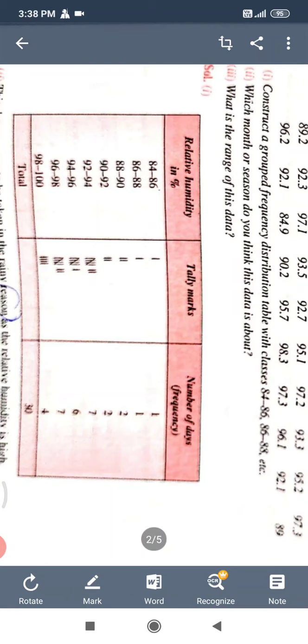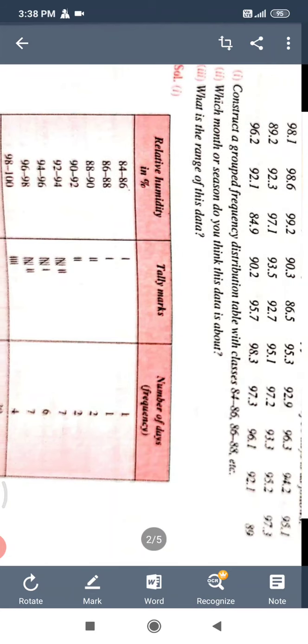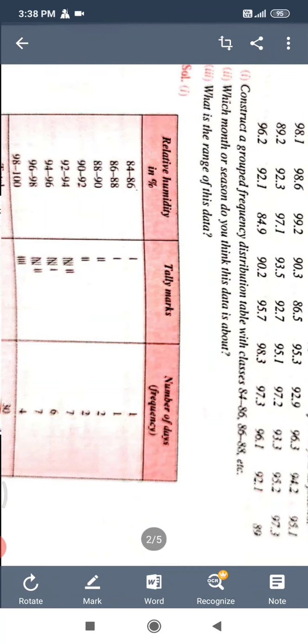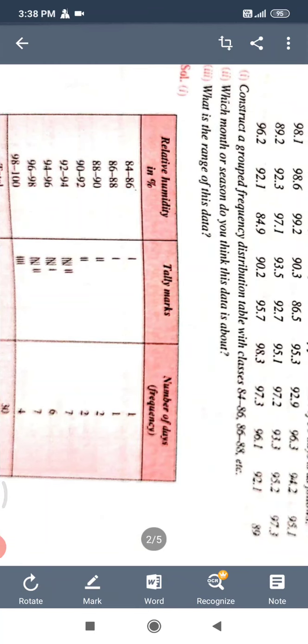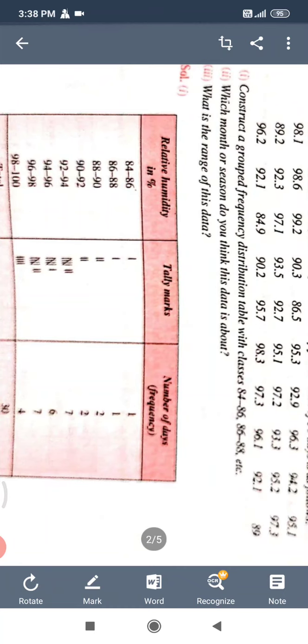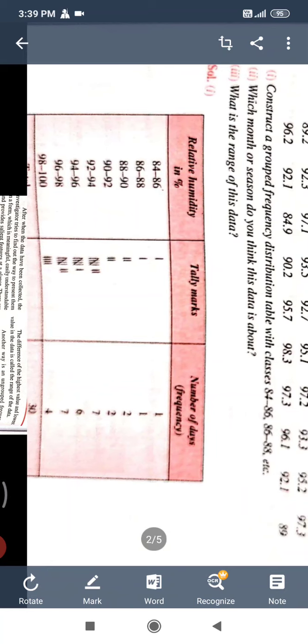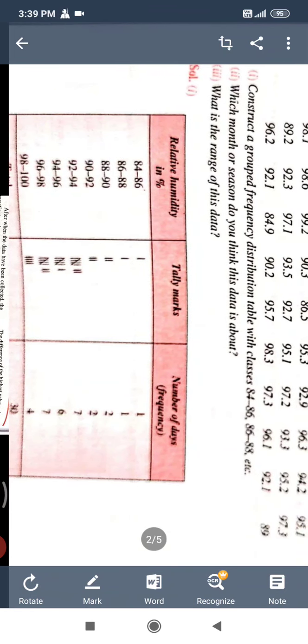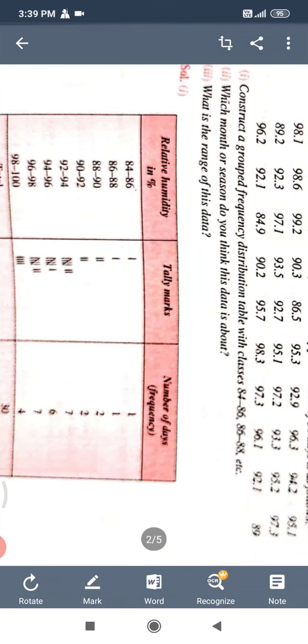Now next, 88 to 90. There are two numbers, 89.2 and 89. Okay, these two numbers are there, so we can draw two frequency. 90 to 92, there will also be two numbers, so frequency will be 2.